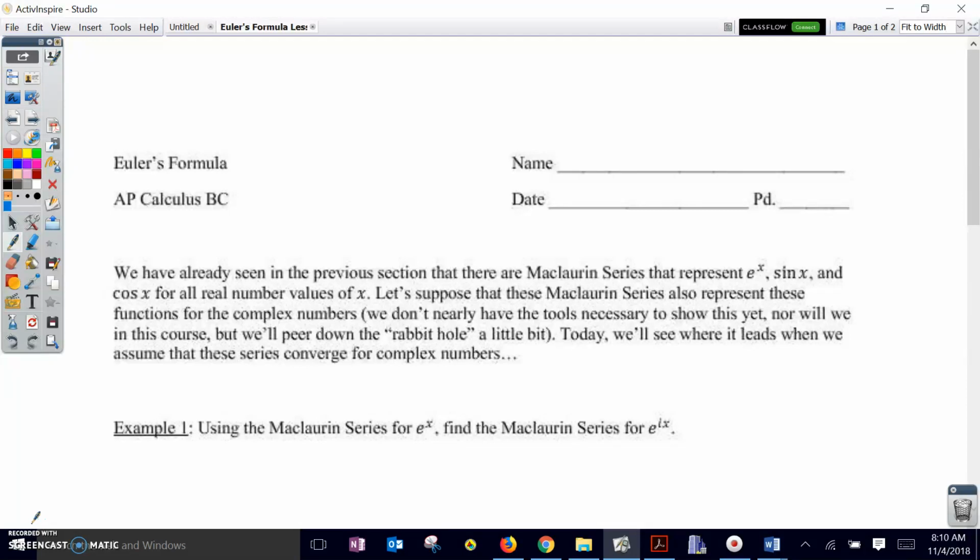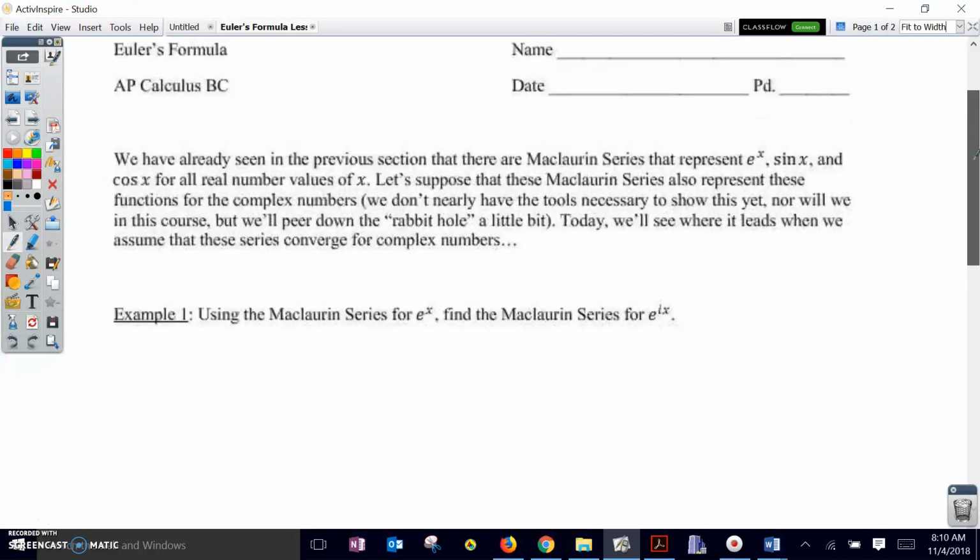Alright, welcome back everybody. In this video we're going to look at the development of Euler's formula, one of the many things known as Euler's formula, using some of the Maclaurin series that we talked about previously in the last lesson, and extending their use to complex numbers. So let's start here with example 1.